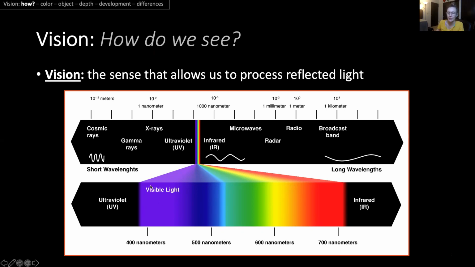The visible light spectrum goes from about 400 nanometers to 700, and it represents the rainbow that you're used to seeing. The shorter wavelengths typically are perceived as purple, whereas the longer wavelengths that we can see are perceived as red. So the wavelength is what determines what color we're actually seeing.